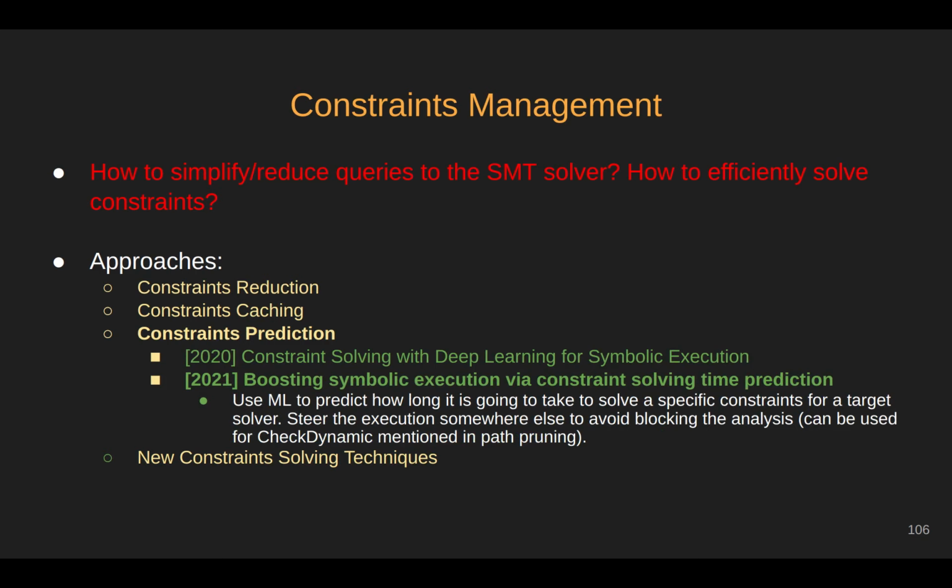But what I wanted to point out here is that this can be used similar to the check dynamic we solved for. If it can predict how long it's going to take to solve a specific set of constraints, then you can say, okay, now I want to solve the constraints. Now I don't want to solve the constraints. I just want to explore without checking, and that might help you schedule your states or prune your paths more efficiently.